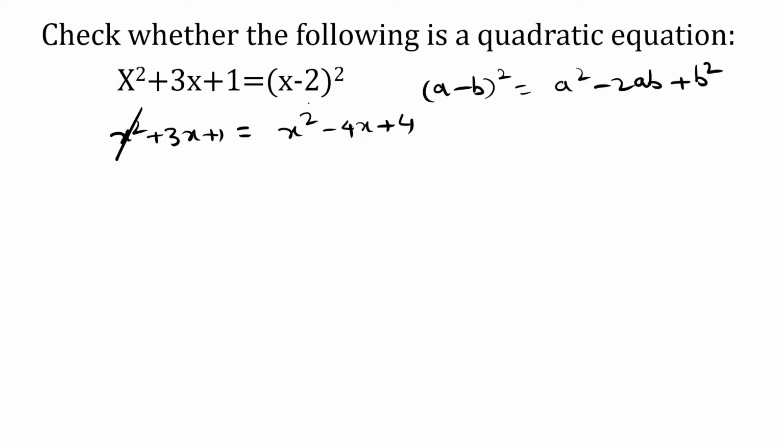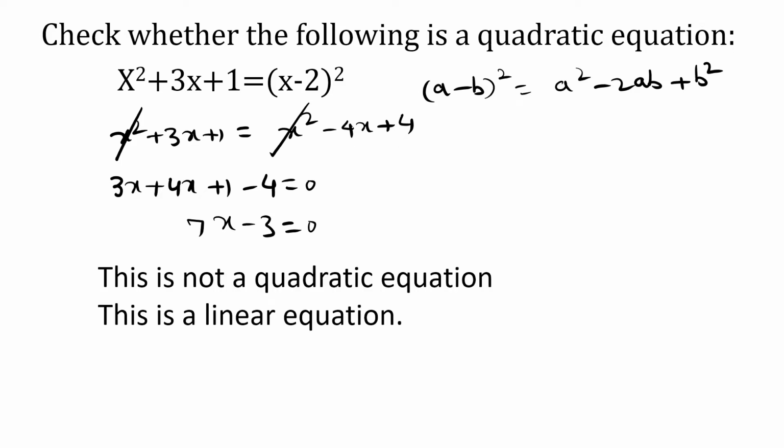Again x² being on both sides cancels out, and transferring all terms to the LHS and collecting like terms, we get 7x - 3 = 0. This is also not a quadratic equation because it does not involve any x². In fact, this is a linear equation because the highest power of x involved is 1.